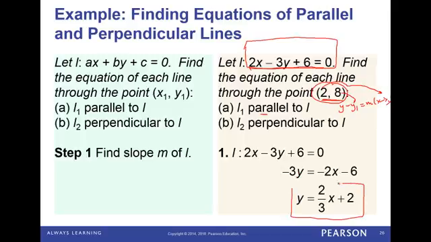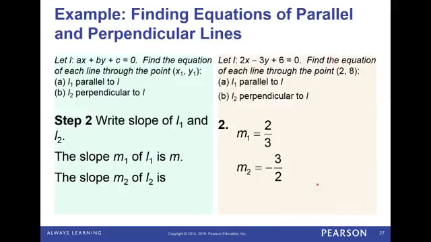So this is the slope-intercept form of this line here. And the only thing I really need out of this is this slope right here. Once I have the slope, then I have all that I need in order to finish off the problem here. So for the parallel line, that's the slope that I need.